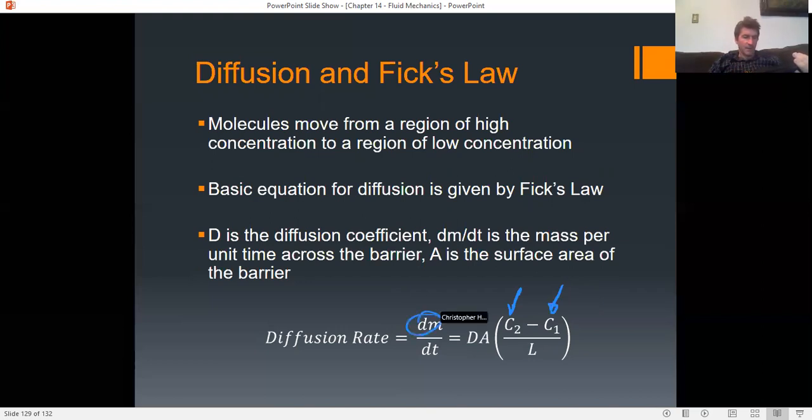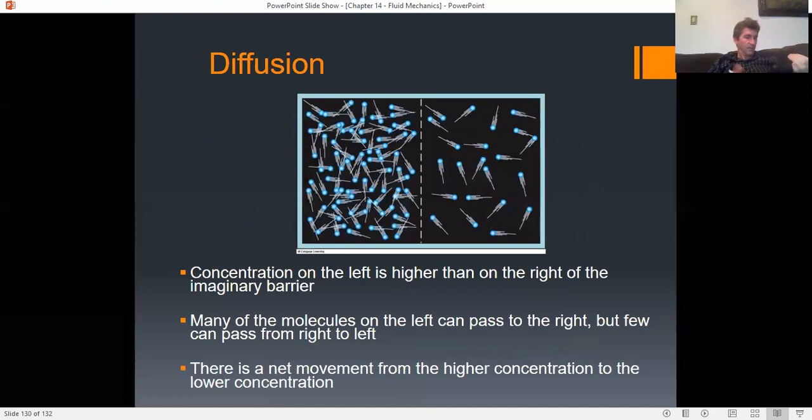This is the amount of mass that passes per unit time. It depends on the difference in concentration between two bodies of liquid. L is the thickness of the membrane, A is the surface area, and D is the diffusion coefficient, which depends on the molecule through the material. So again, molecules want to go from higher concentration to lower concentration because it's just statistically favorable.